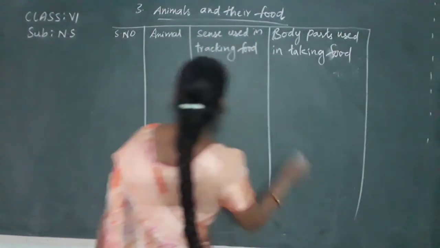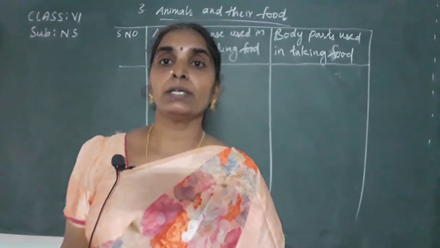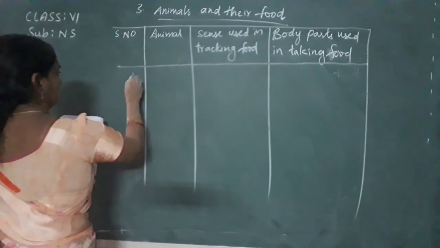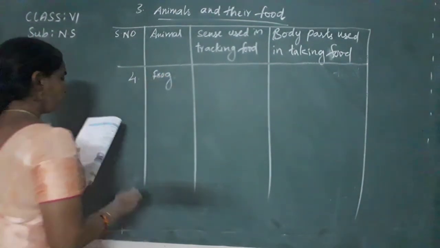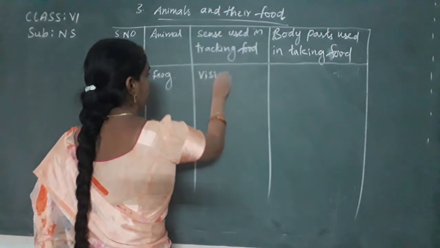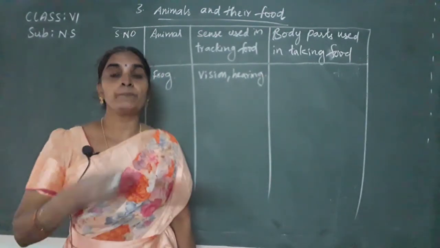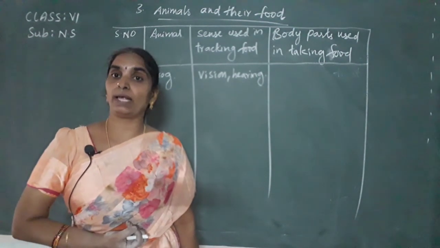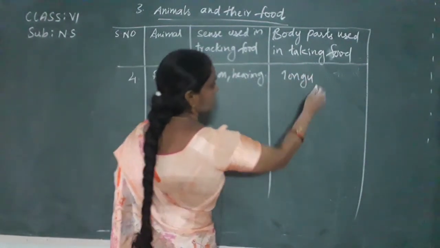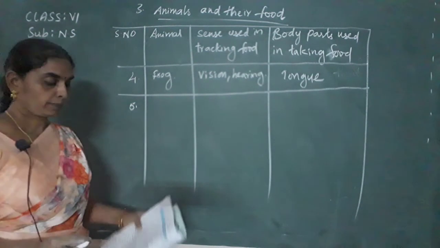Okay, children. As you very well know, you have written about the cow, the dog, and the hen, isn't it? Now you are going to write about the fourth one, frog. The frog's sense of vision and hearing is highly developed. Mostly you can see the frog moving its tongue out to catch insects. You know very well that the frog eats insects, isn't it? So its body part is the tongue. It takes the food with the help of its tongue. So complete the table like this. Okay, and the fifth one is, what is it? Snake.